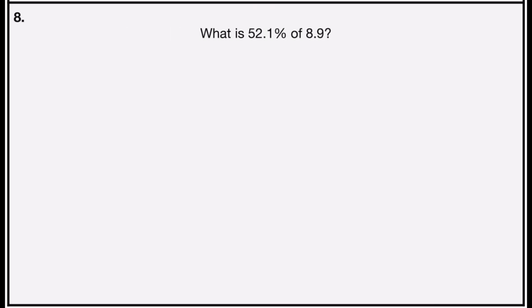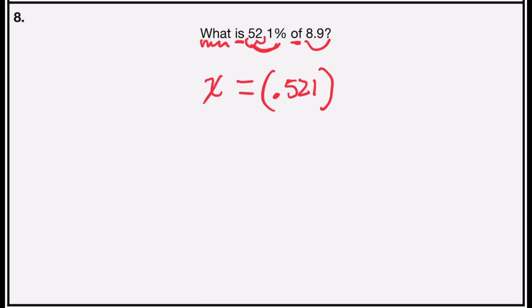Problem number 8 says, what is 52.1% of 8.9? So I'll translate this to an equation. Here's the word is, that will be my equal sign. On the left side, I have the what. That's going to be my variable x. Then I'm going to look for the word of so I know what to multiply. I'm going to be multiplying 52.1% in its decimal form, which means I move the decimal 2 places to the left, 0.521, times 8.9.